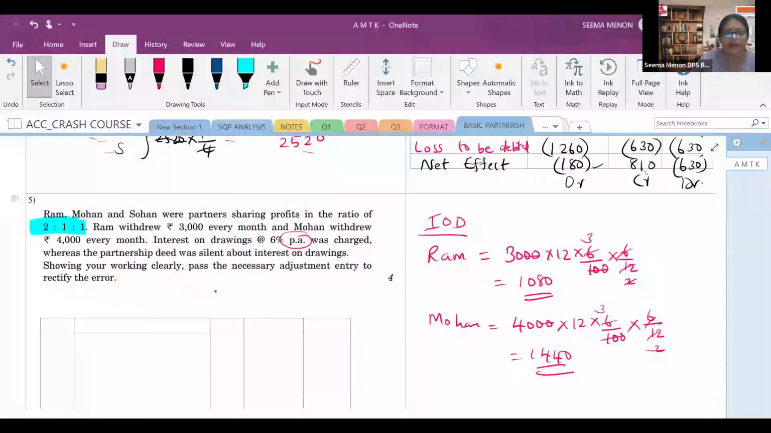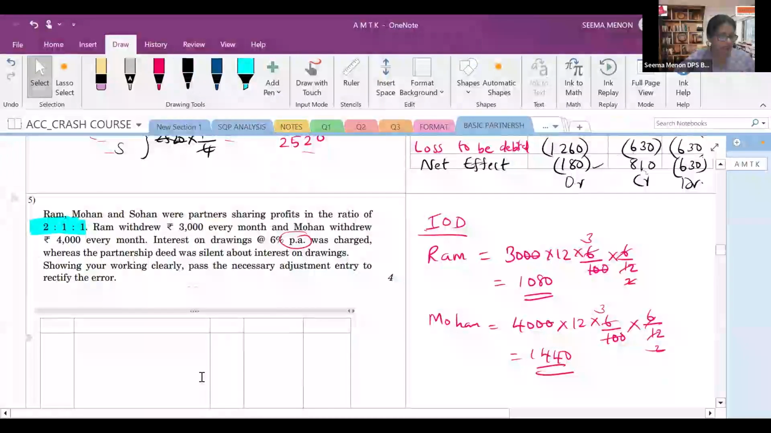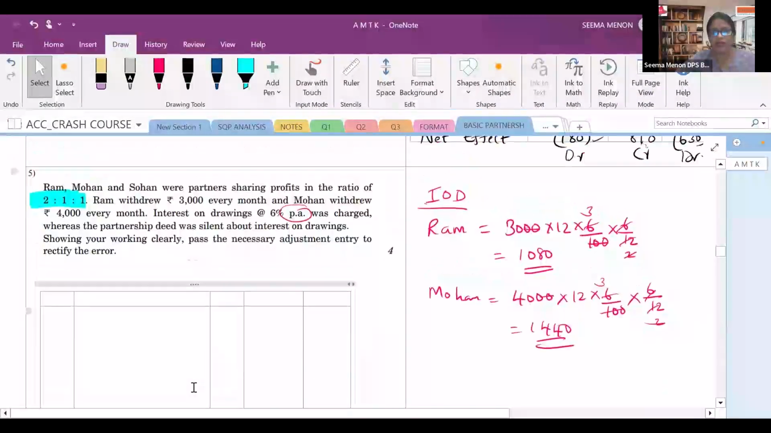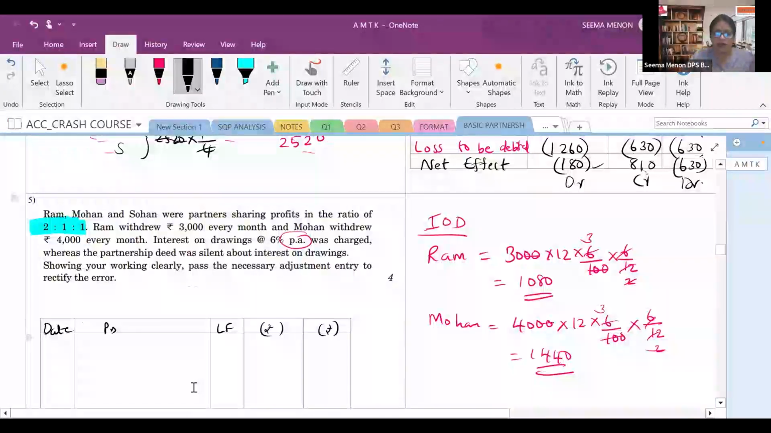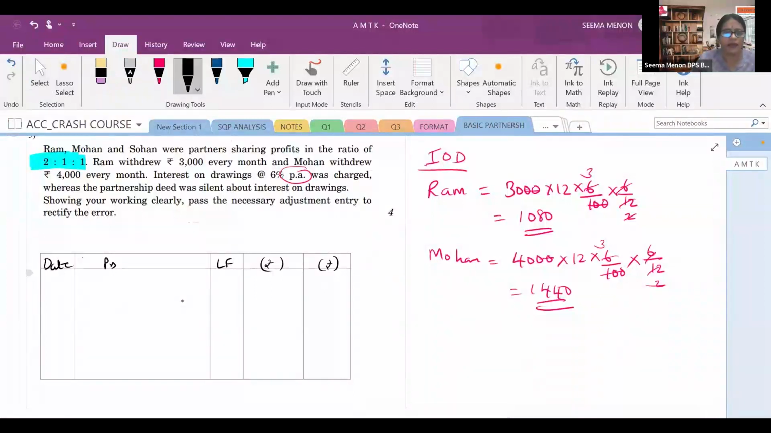Before writing the journal entry, you will check whether they are following the fixed capital method or fluctuating. Nothing is mentioned here, so always they will be following the fluctuating method. So directly you will write Ram's capital account debit. You have to fill in all the headings: date, particulars, LF, and for the amount you can put the rupee symbol. Then you will write Ram's capital account debit.